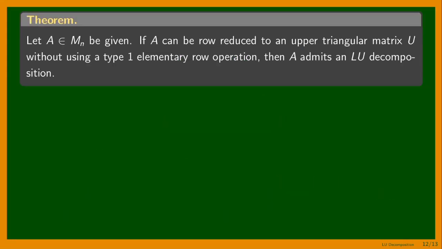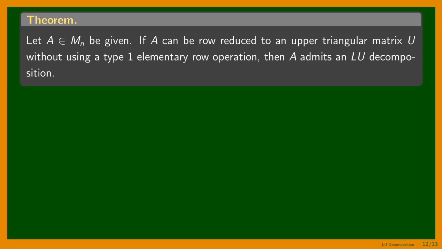Let's continue. So the following theorem gives you a criterion for when we can write A as a product of a lower triangular and an upper triangular matrix. In other words, if this condition holds, then A admits an LU decomposition. Now, what is that condition?